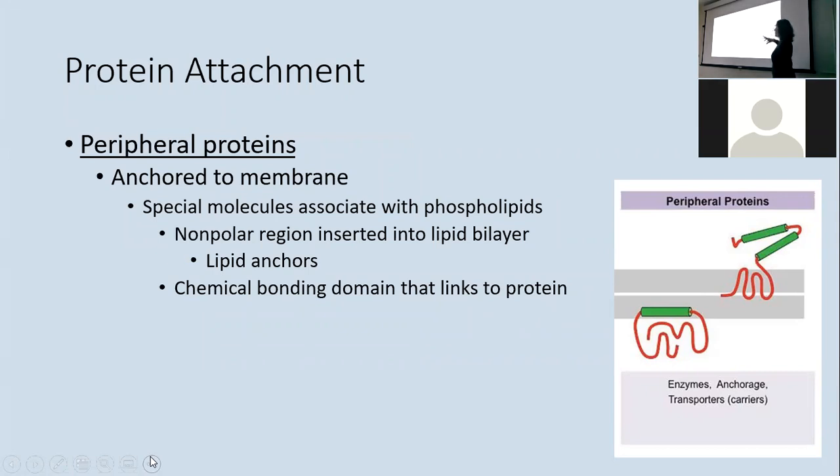And so when we talk about regions of proteins, we've got this anchoring domain, this functional domain, and then a chemical bonding domain that attaches the two so that this protein stays stuck to its little anchor in the membrane. So we can have proteins attached to the outside.